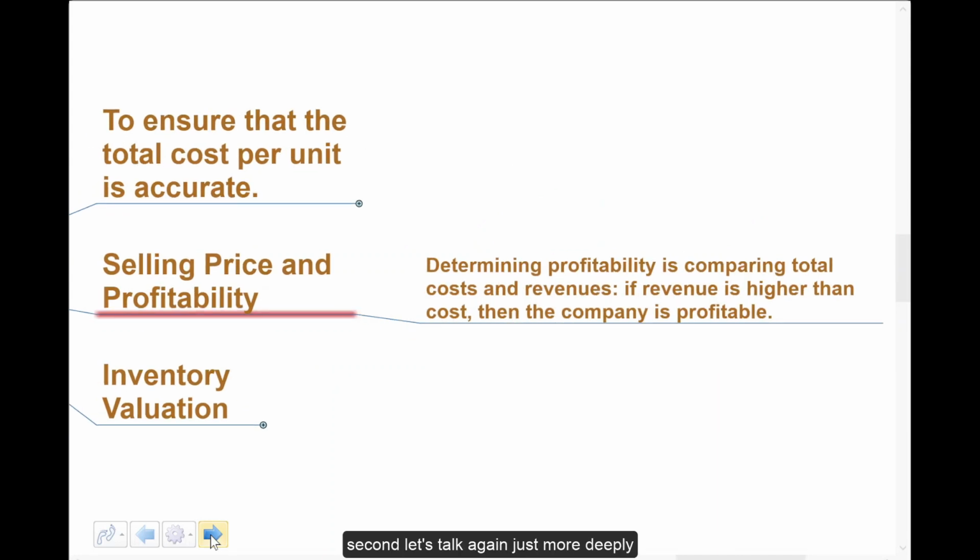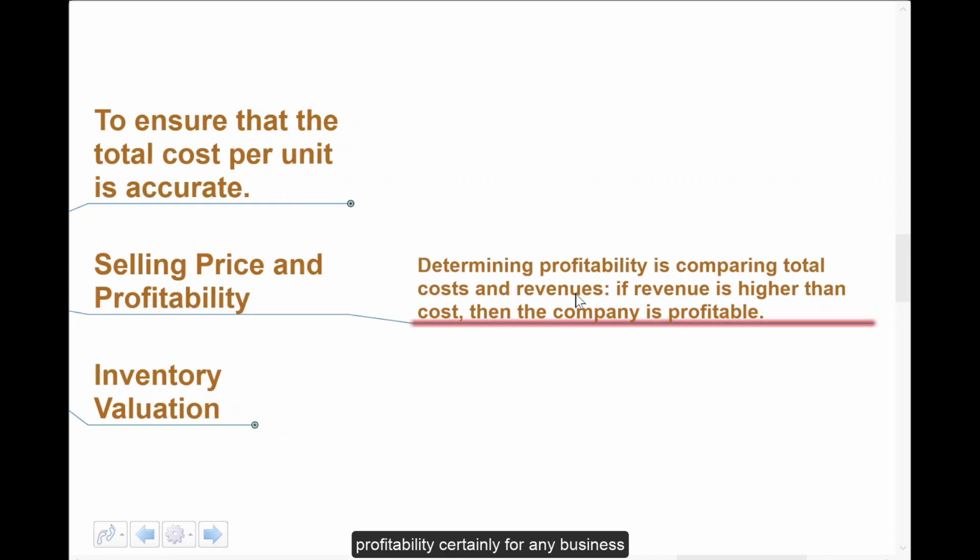Let's talk again, just more deeply, about the selling price and profitability. Certainly for any business, determining profitability is absolutely key. What does it mean? Well, we're talking about total costs versus total revenues. Clearly we're running a for-profit business, so we need revenues in excess of costs. On selling price and profitability, it's quite straightforward.